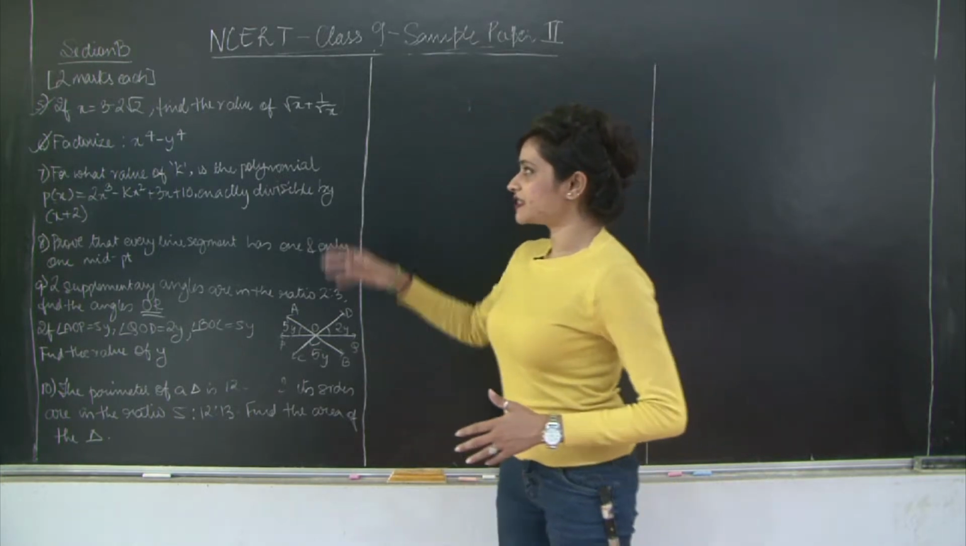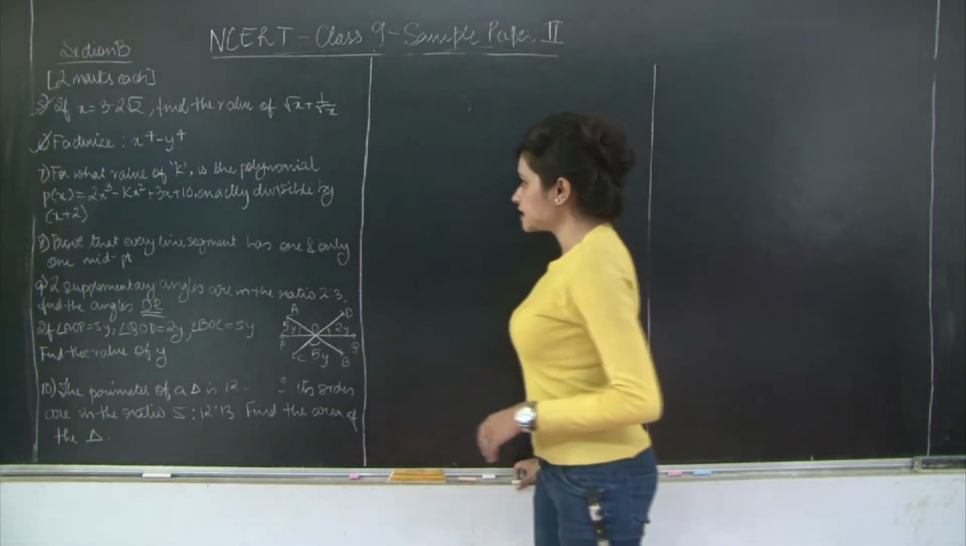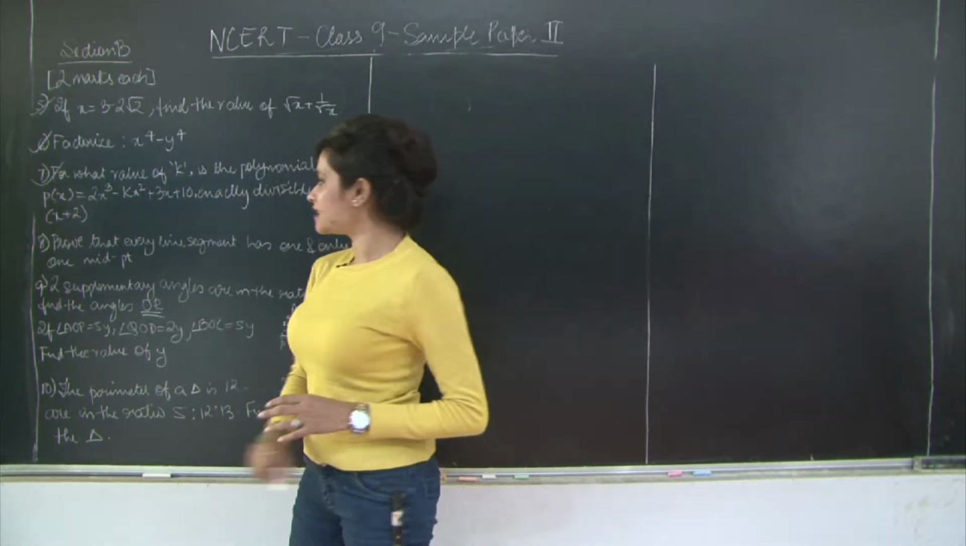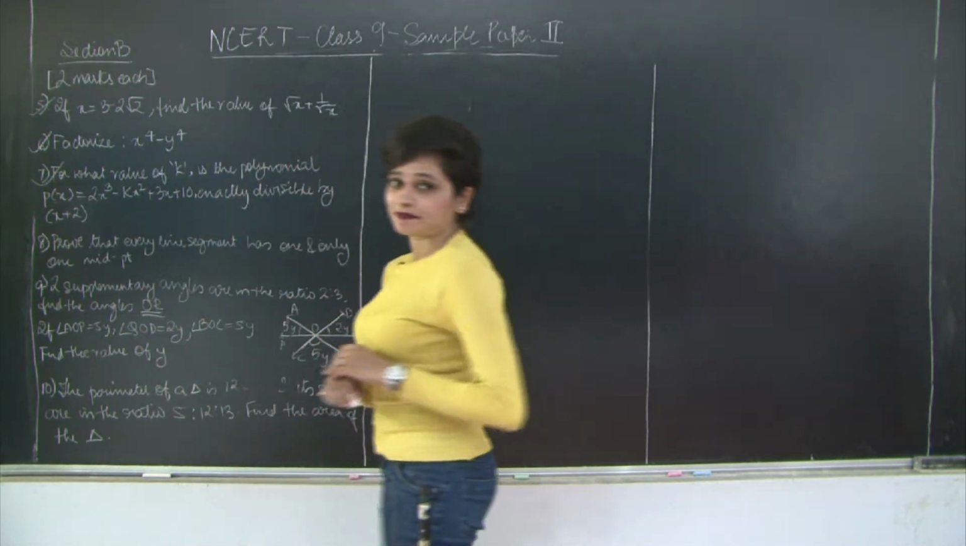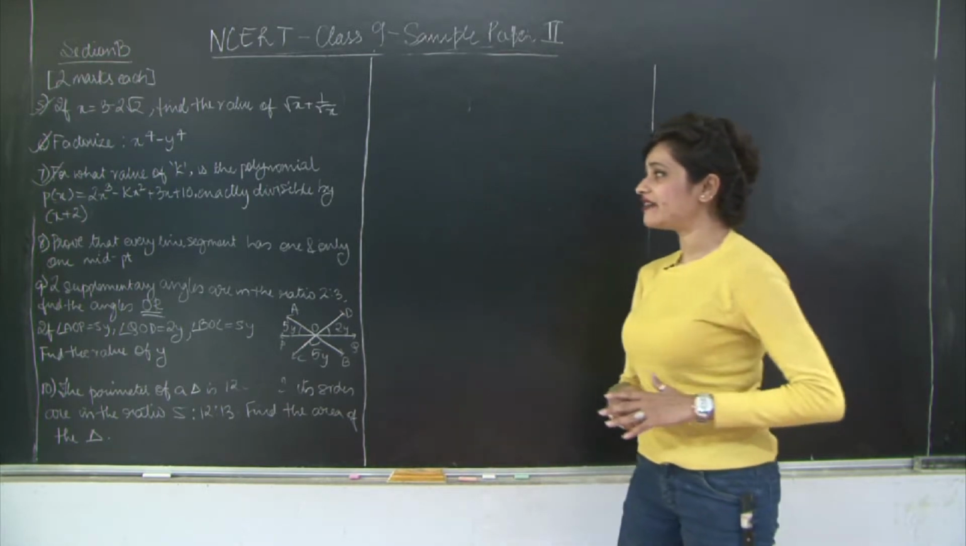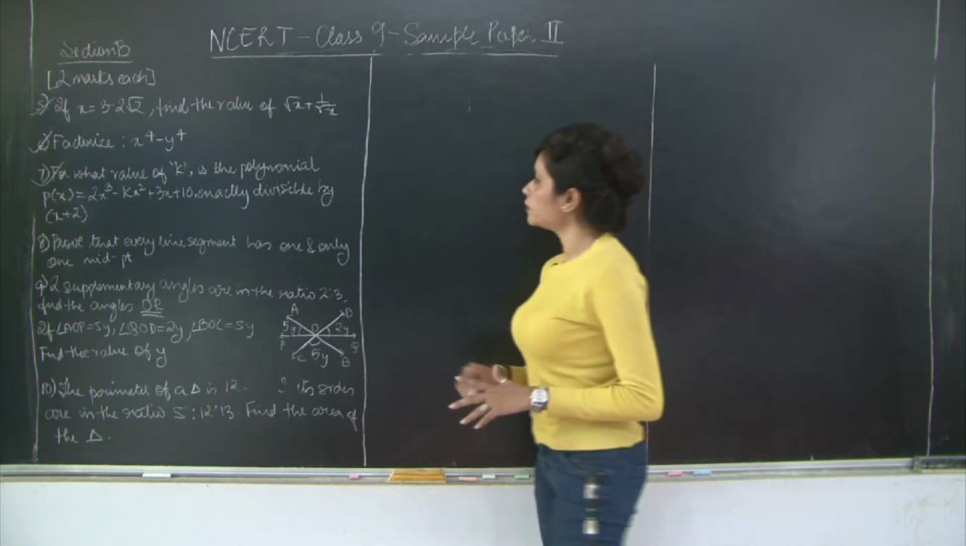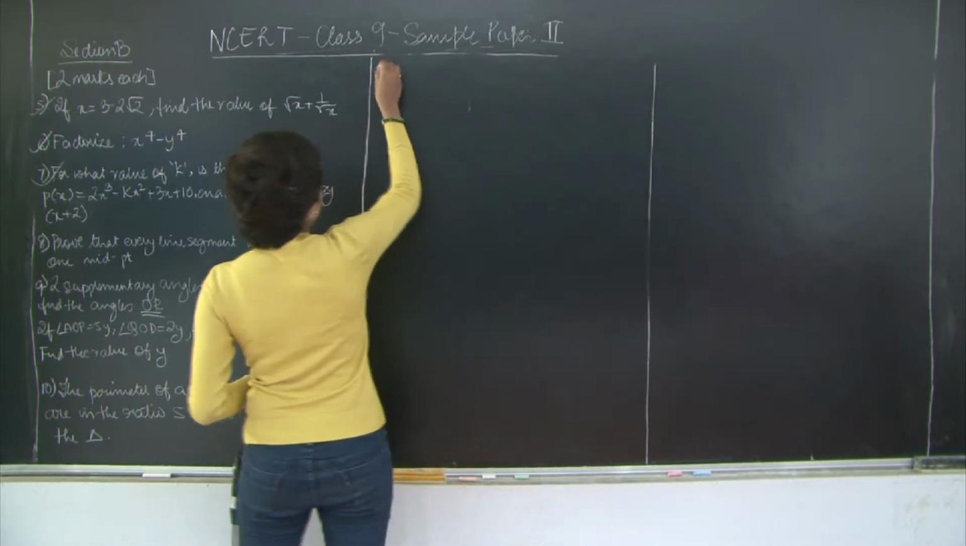Now question number 7. We have completed until the 7th one in the previous class. Let's move on with the 8th question. Here we need to prove that every line segment has one and only one midpoint. So how do we prove that? This is question number 8.